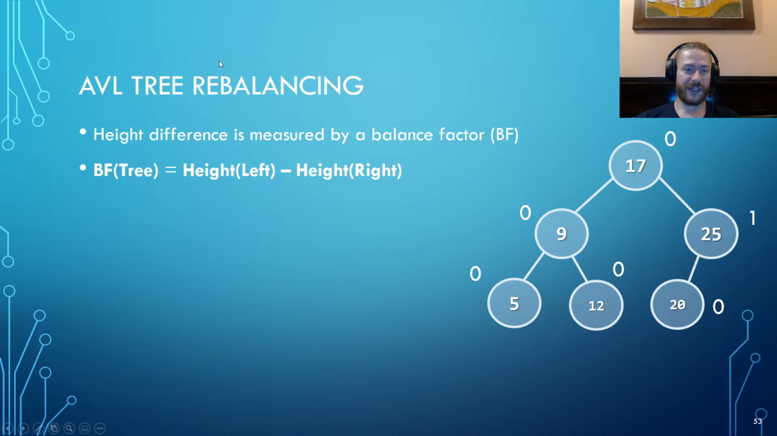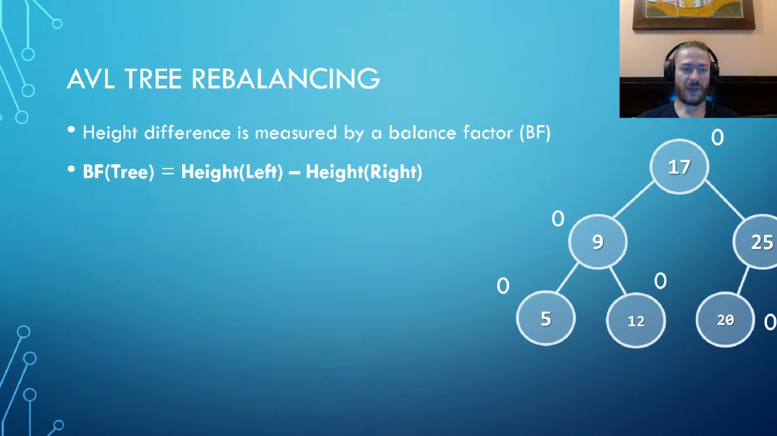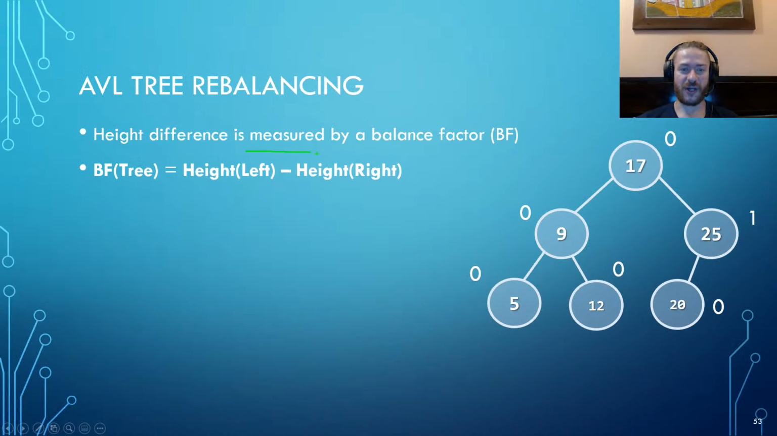How to do the rebalancing? So height difference is measured by the so-called balance factor. The balance factor of a tree is the height of the left minus the height of the right. For example, this one is 0 because it doesn't have left and right. This one is also 0. This one is also 0 because we have one height here and one height here, so 1 minus 1, 0.